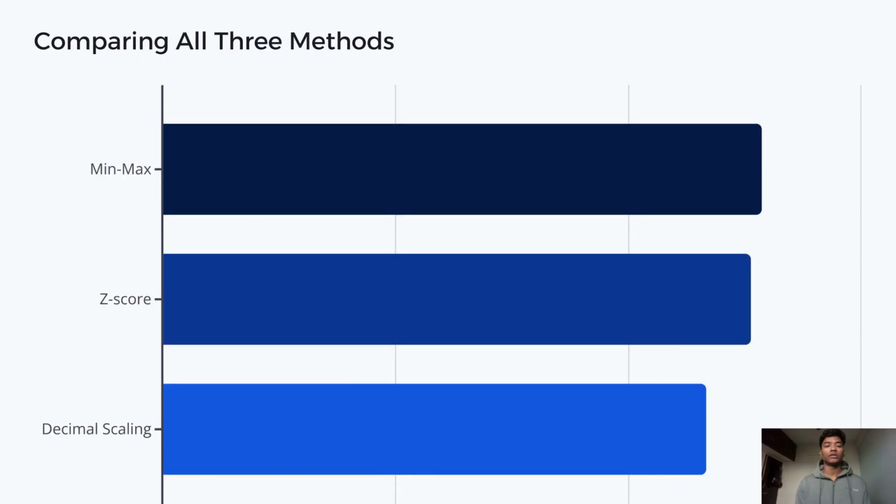Now comparing all three methods. Now let's compare the results. Min-max equals 0.386, z-score equals 0.379, and decimal scaling equals 0.35. All results fall within a similar range, but each method explains something different about the data. Min-max shows the position within the data range. Z-score shows how far it is from the average. Decimal scaling just reduces the magnitude.